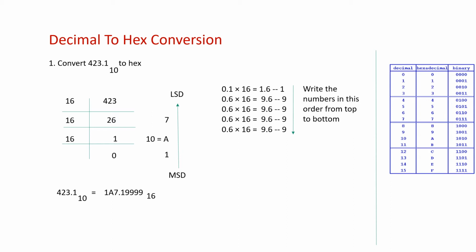Now we will look at a special case. We have already looked at decimal to hexadecimal conversion, decimal to binary conversion, decimal to octal conversion. But here I am going to explain in a very simple case what happens if there is a number after the decimal point. So let us take an example. It is 423.1. For the integer part, we do the repeated division by 16, the same way as explained before, and we get the equivalent. It's 1A7.